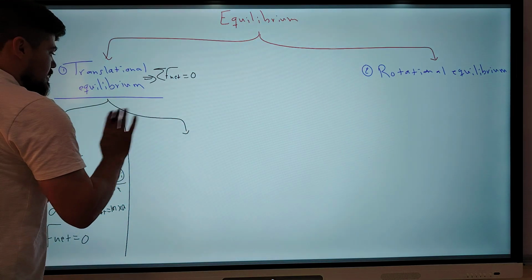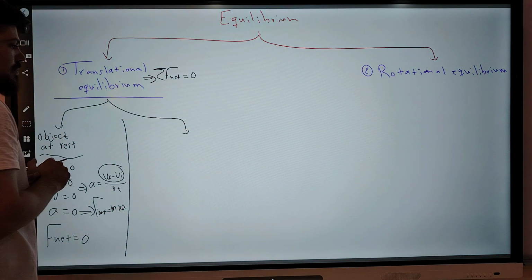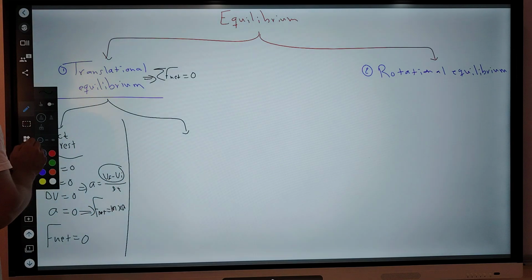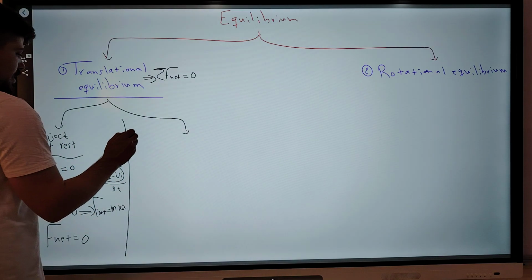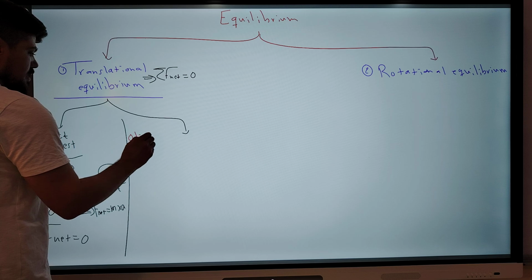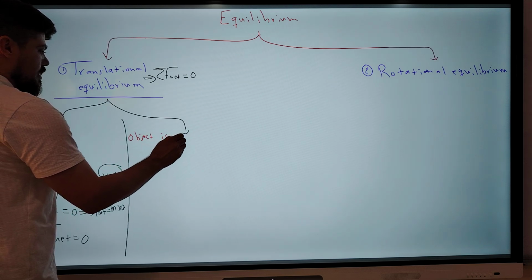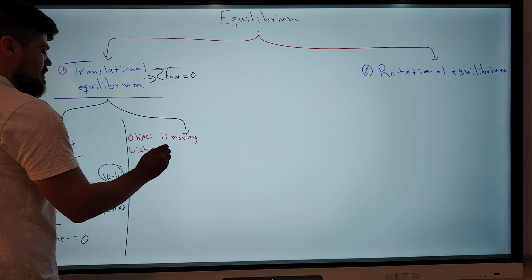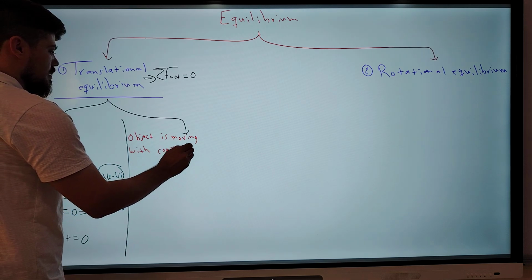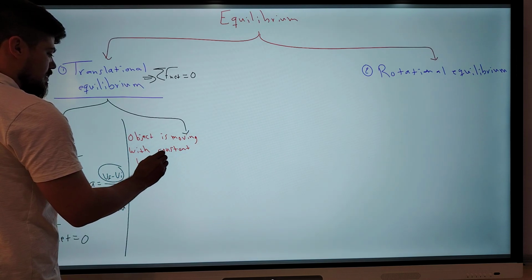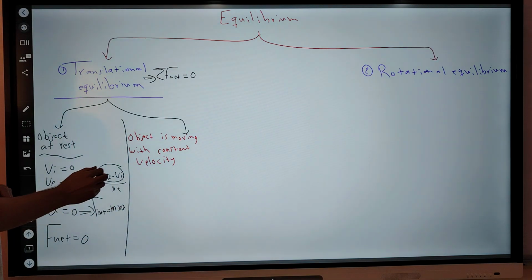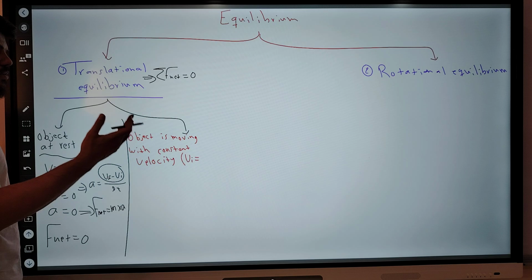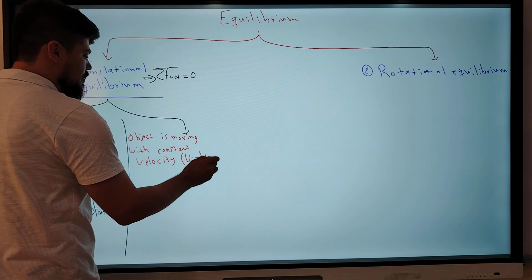The second case for translational equilibrium: when does an object have translational equilibrium? When the object is moving with constant velocity. What do you mean by constant velocity? It means that V initial is not equal to 0. It is equal to something, okay? V initial is equal to V final.